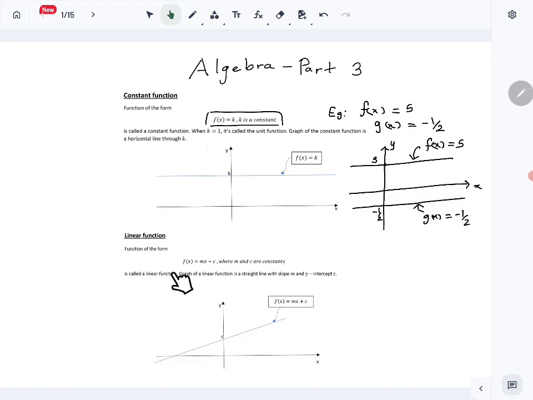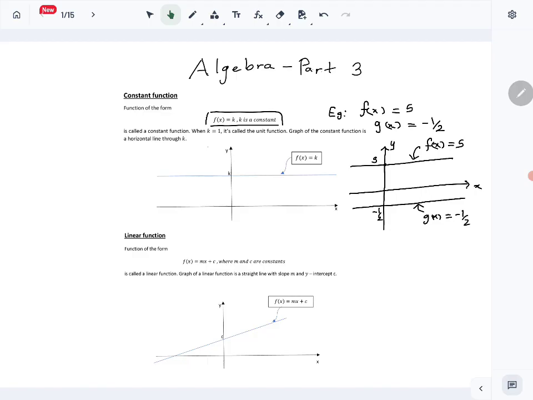Now the next type is linear function. Linear function is a line. You have learned in O levels what is the equation of a line. y equals mx plus c. Here instead of y we put f of x function. m is the same thing as you learn. m is the gradient. c is the y-intercept, right?